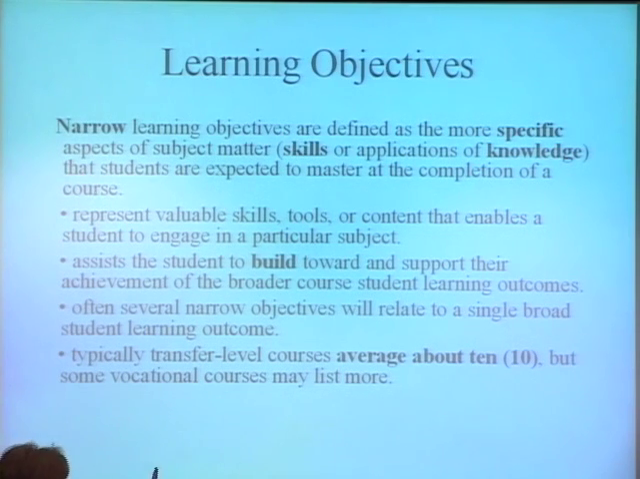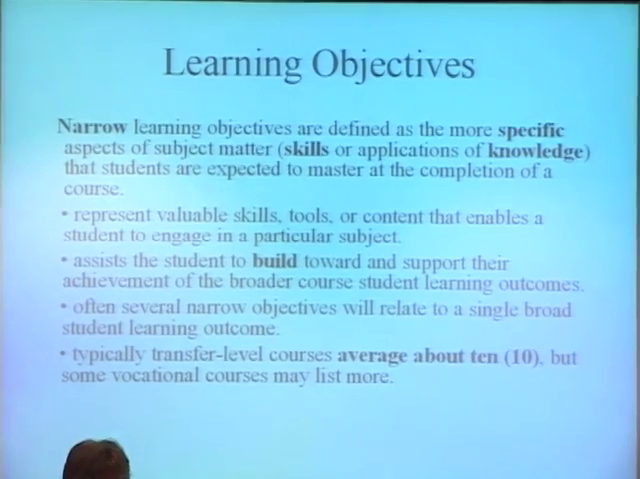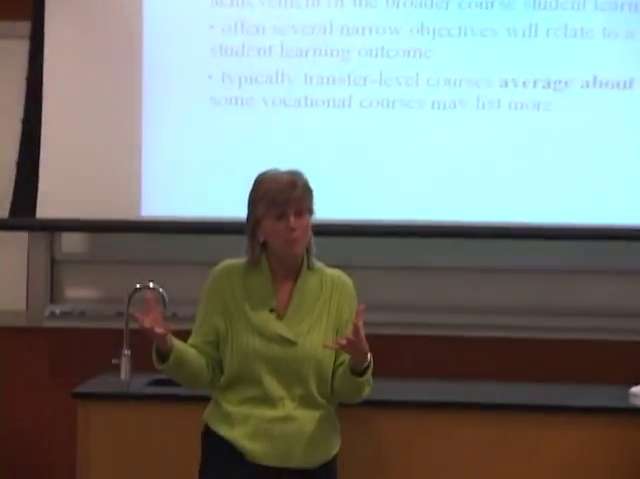Oh, one of the things I failed to mention, sorry about this, local standards. With the outcomes, we're looking at about 2 to 5. Don't go crazy, okay? With the objectives, the local standard is around 10. Some of the vocational classes maybe will have a little bit more because of accrediting agencies or something along those lines. But this is just a ballpark, common sense type of thing.